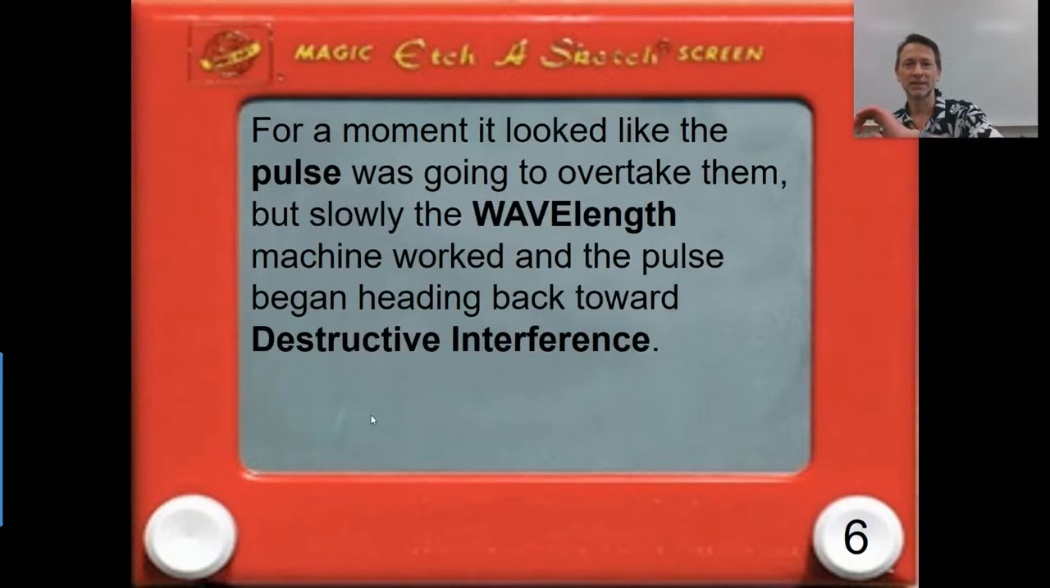Number 6. For a moment, it looked like the pulse was going to overtake them, but slowly the Wavelength machine worked and the pulse began heading back towards destructive interference. I sort of imagine at this point in the story is like the very ending of Harry Potter, where you have Lord Voldemort on one side and you have Harry Potter on the other, and they're shooting their different colored light beams at each other, and the beams are going back and forth and back and forth. Who's going to win? Who's going to win?